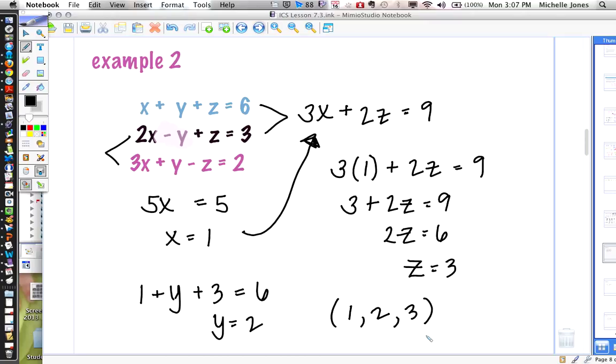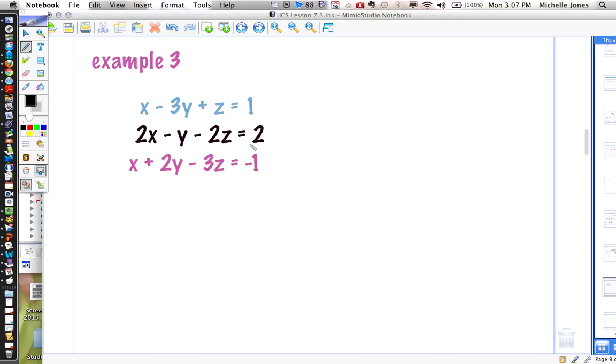So like I said, it doesn't matter which equation you choose. You could have decided to get rid of your z's. You could have chosen to start with equation 1 and 3 and then 3 and 2. It doesn't matter, as long as you're using one of the equations twice and that you're using all three of them. Let's look at the next and last example, example 3.